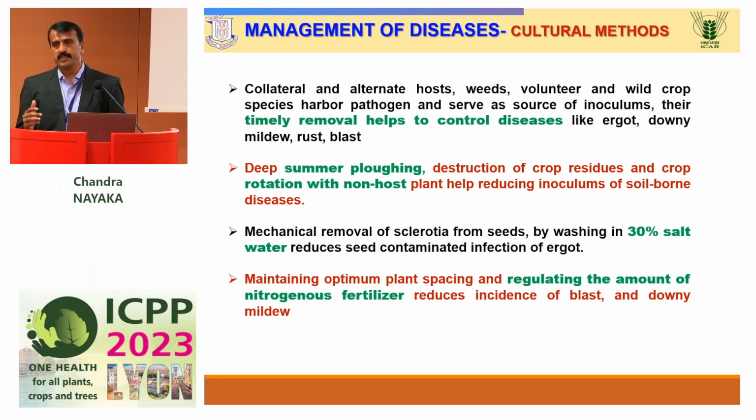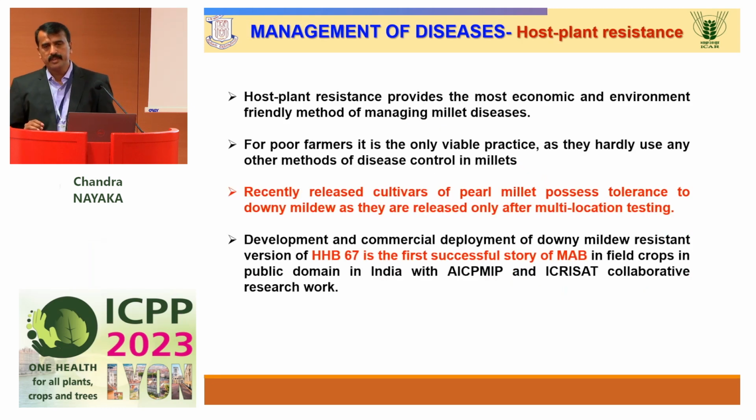For managing disease, we follow cultural methods. Timely removal of weeds and other inoculum sources can reduce ergot, downy mildew, rust and blast disease. Deep summer plowing, destruction of crop residues and crop rotation also reduce disease incidence. Maintaining optimum plant spacing and regulating the amount of nitrogen fertilizer also reduces diseases like blast and downy mildew.